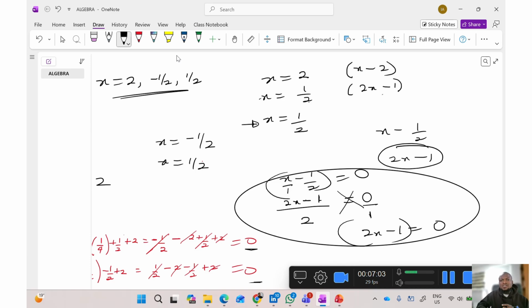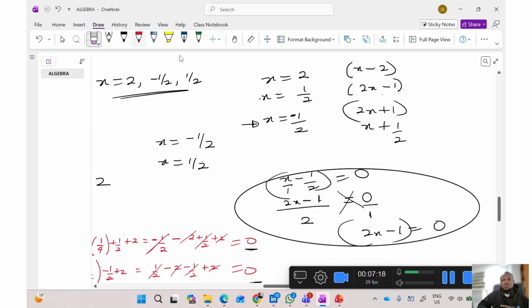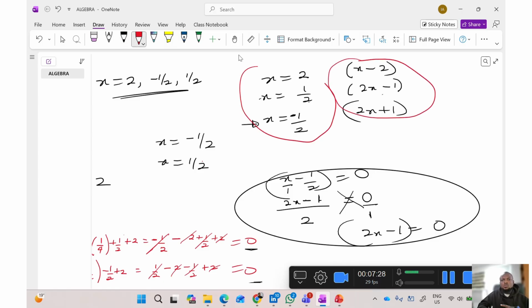So if you do understand this, that means x equals half, and this is x equals minus half, isn't it? So for x equals minus half as one of the solutions, this becomes x plus 1 over 2, isn't it? So when you multiply this, it becomes 2x plus 1. So these are the three factors to this polynomial equation. I hope this is understood. These are the three factors, and these are the three solutions. The solutions are 2, half, and minus half, and the factors are x minus 2, 2x minus 1, and 2x plus 1. I hope this is well understood.